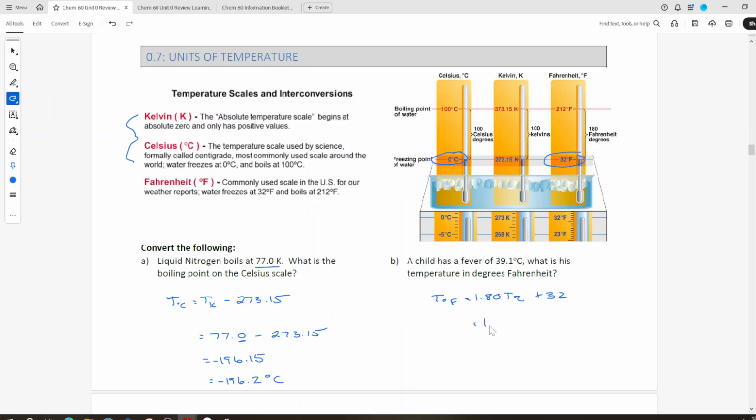All right, so I'm going to plug in 1.80 times 39.1 plus 32. So I'm going to do the 1.80 times 39.1 plus 32.